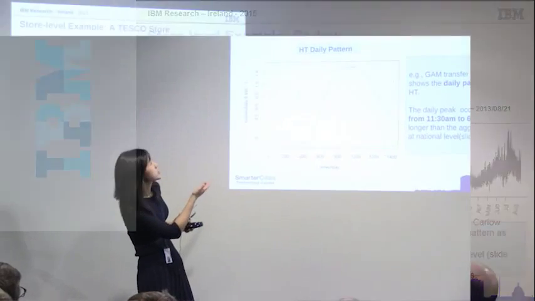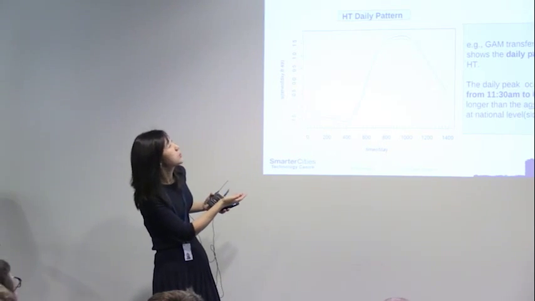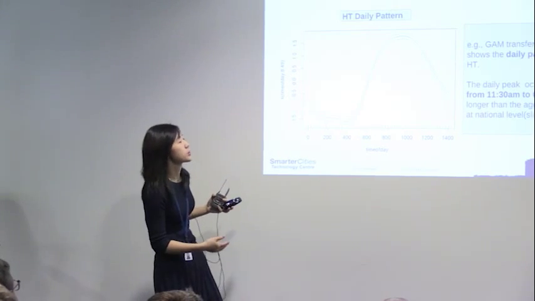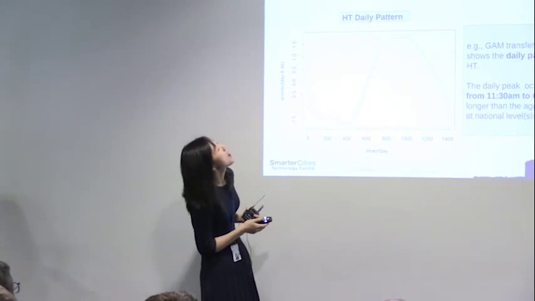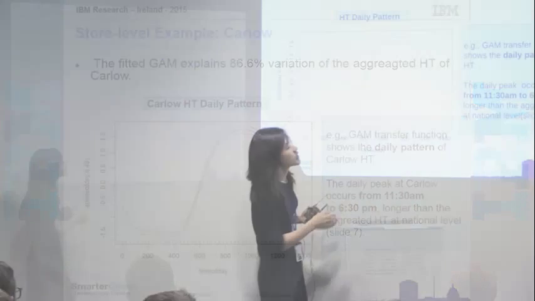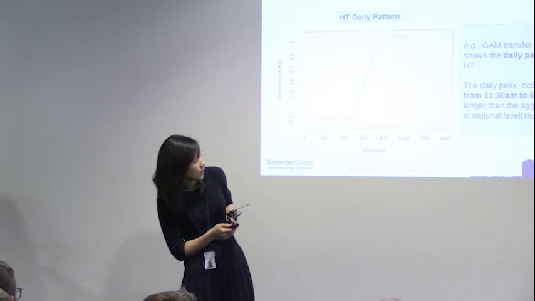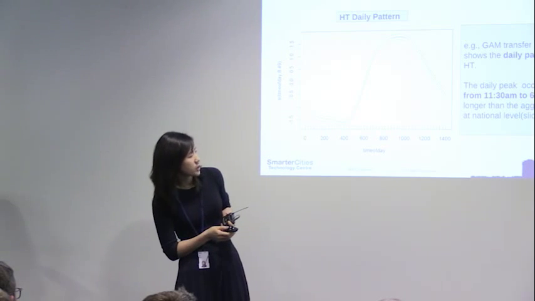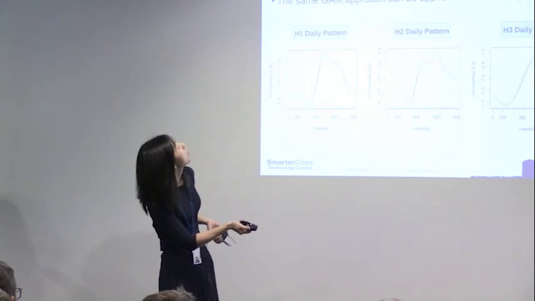We can use GAN again to predict your model. It's slightly worse than before because it's a lower level of aggregation. Here it's around 87% of the fit. Then, similar to before, you can see the daily pattern of HT. And this tells you, for example, that the peak occurs from 11:30 to 6:30 p.m.